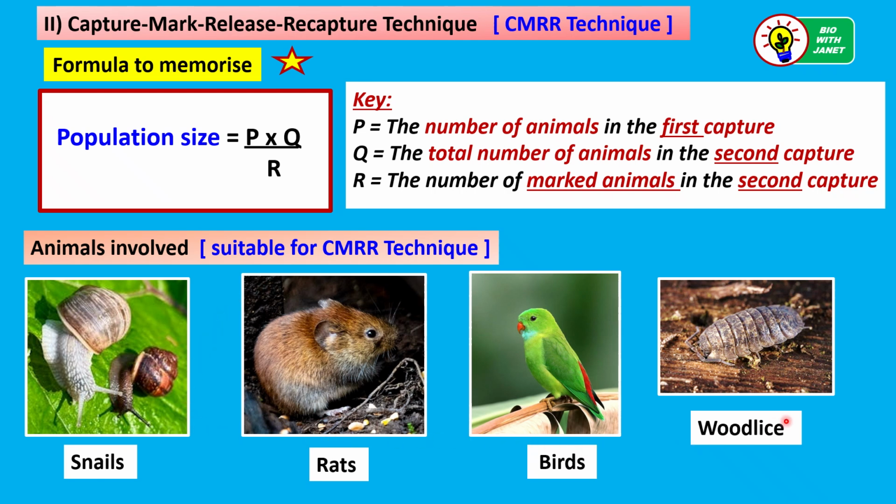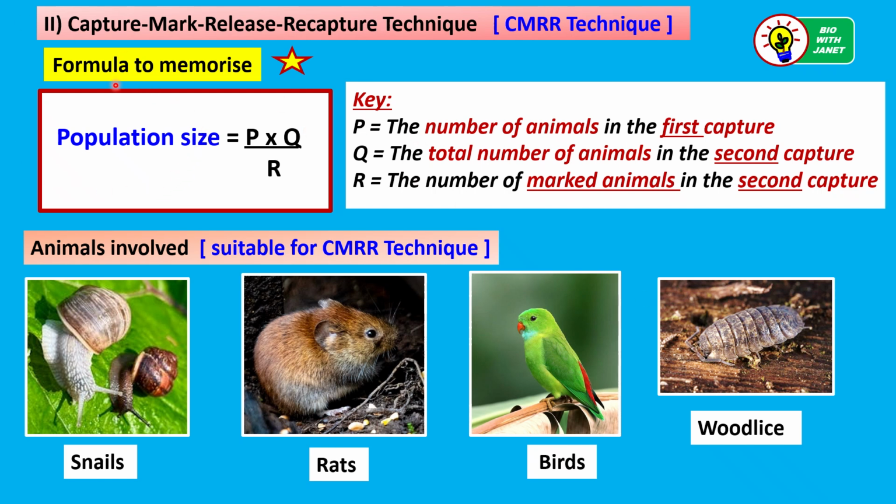So animals involved can be snails, rats, birds. And if you are wondering what woodlice is, it is a tiny invertebrate, not an insect. It has quite a number of legs. It lives under the rocks or under pieces of wood, and it is a decomposer of material in the ground. The size is about 1 cm or so, depending on the species.